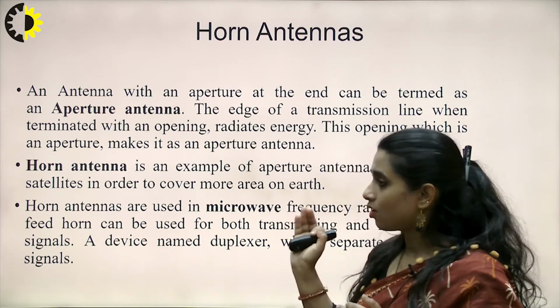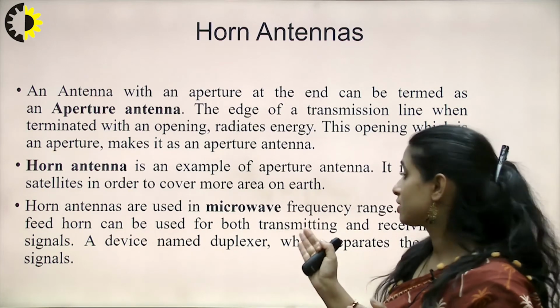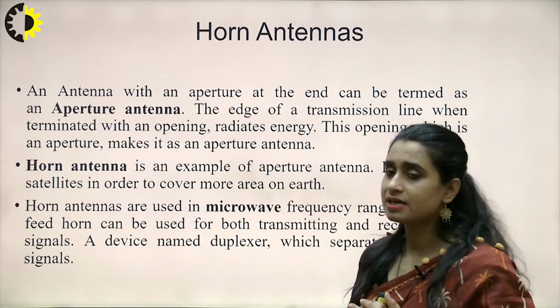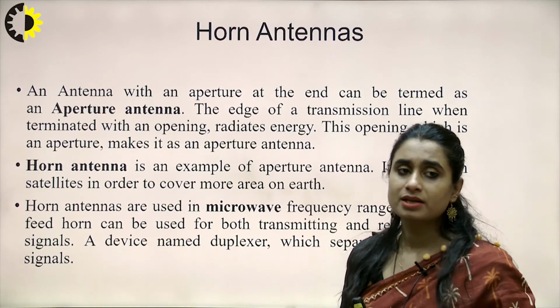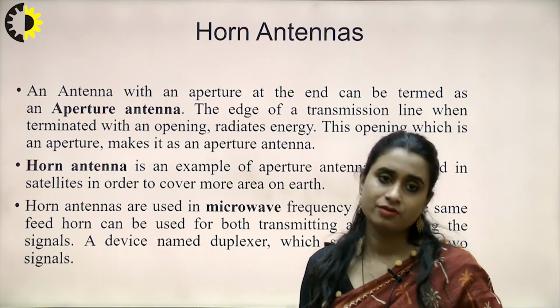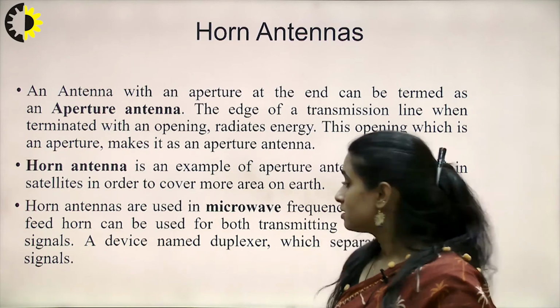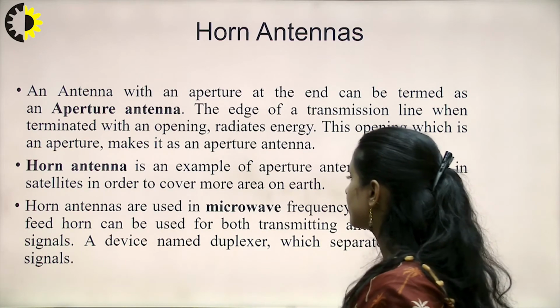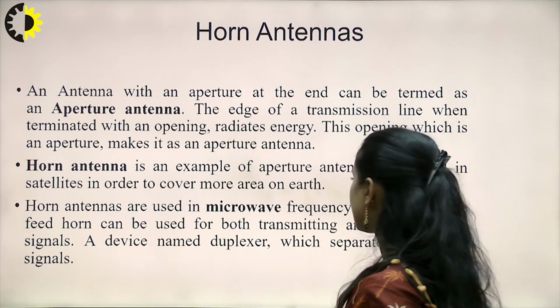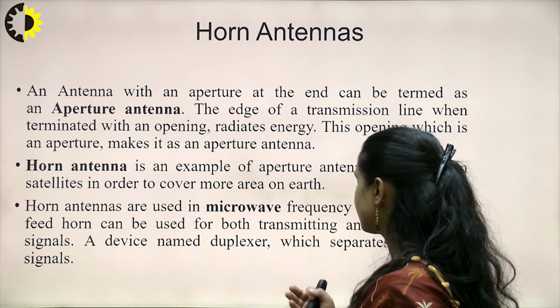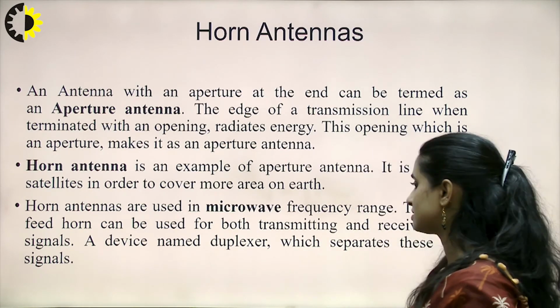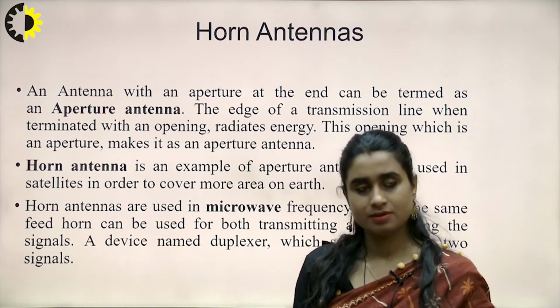So these are horn antennas. They have their use in microwave frequency. These are the very famous kind of antenna. They are very popular and mostly used in microwave frequencies. The same feed horn can be used for both transmitting and receiving the signals. A device named duplexer separates these two signals.